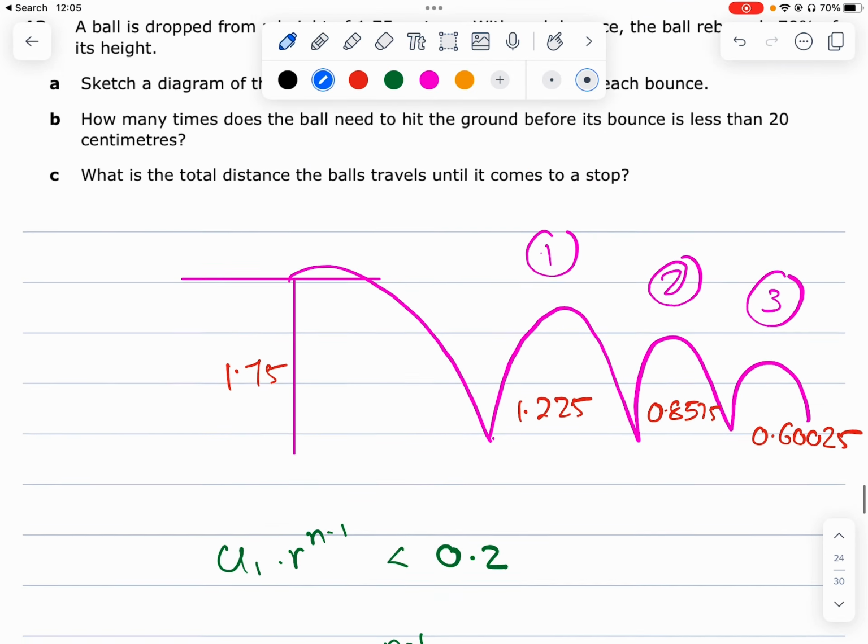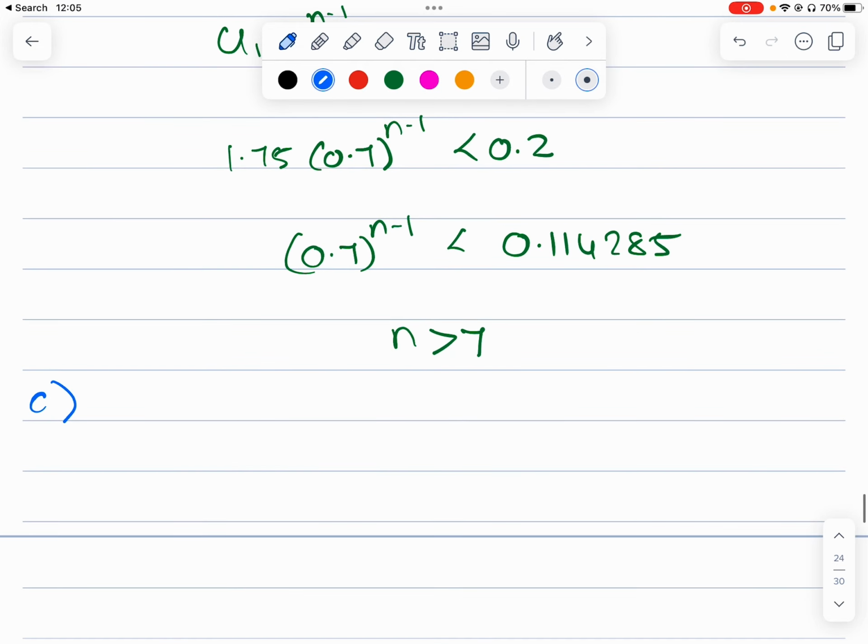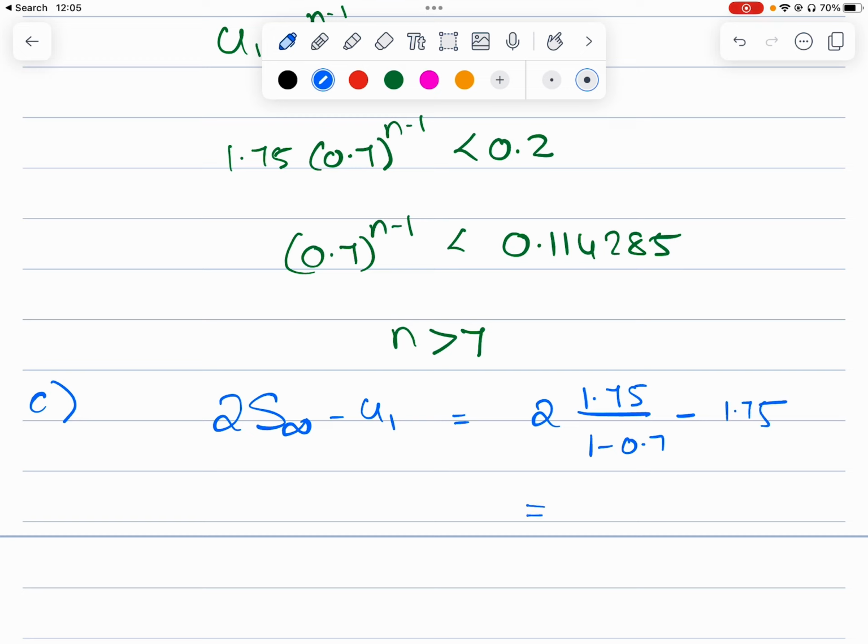What is the total distance the ball travels until it comes to a stop? Total distance traveled, simple formula I'll be telling out: 2 times the sum to infinity minus u1. So 2 times the sum to infinity, 2 times u1 upon 1 minus r, minus 1.75. Simplify that, you should be able to get 9.92.